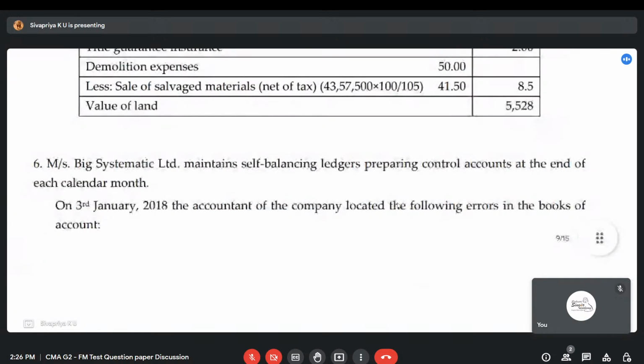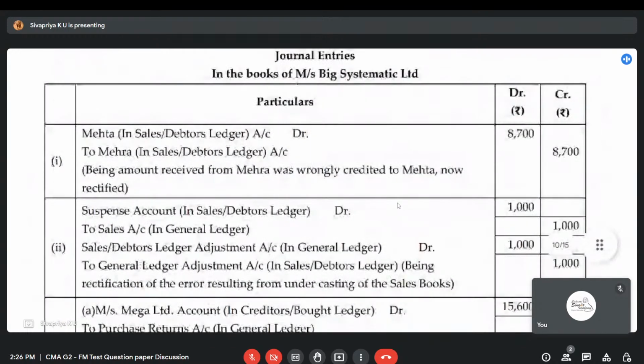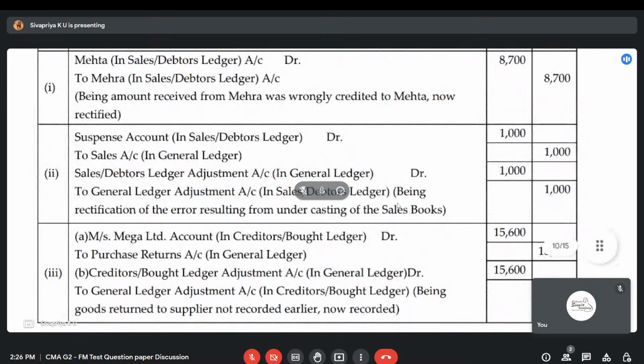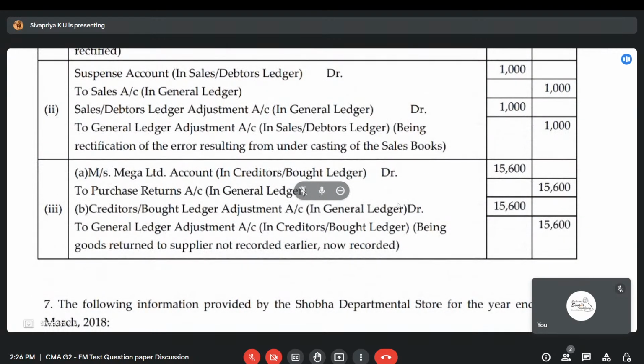Question number 6. That is self-balancing ledgers. So அதுக்கான journal entries. Number 1. Mehta in sales or debtors ledger account debit to Mehra 8,700. Then suspense account to sales account 1,000. Then sales or debtors ledger adjustment account to general ledger adjustment account 1,000. Then mega limited account debit to purchase returns 15,600 and creditor ledger adjustment account to general ledger it is 15,600.